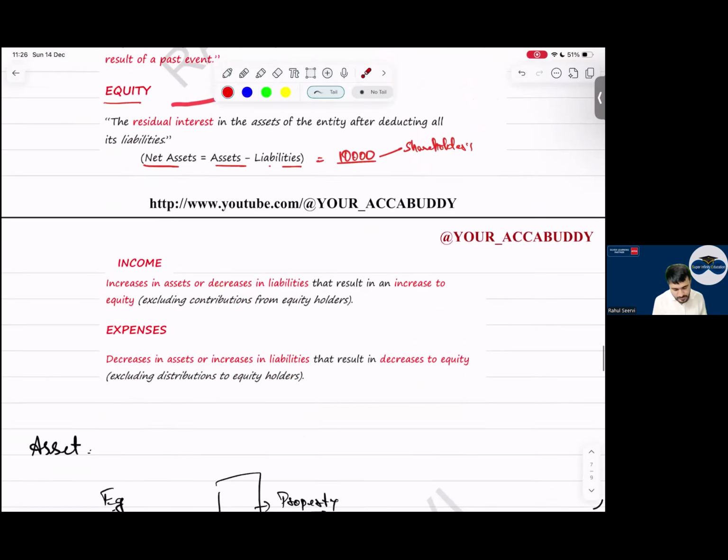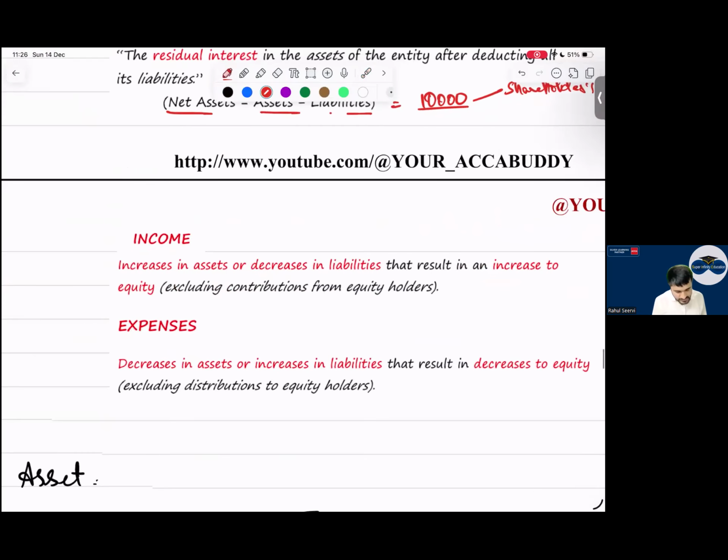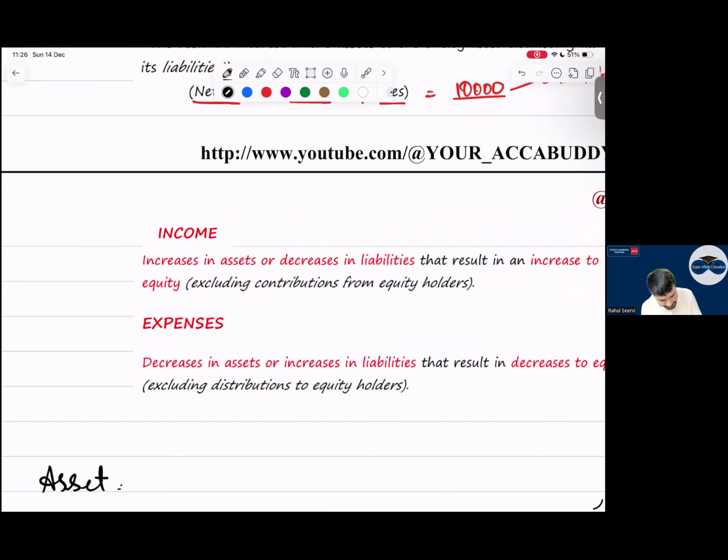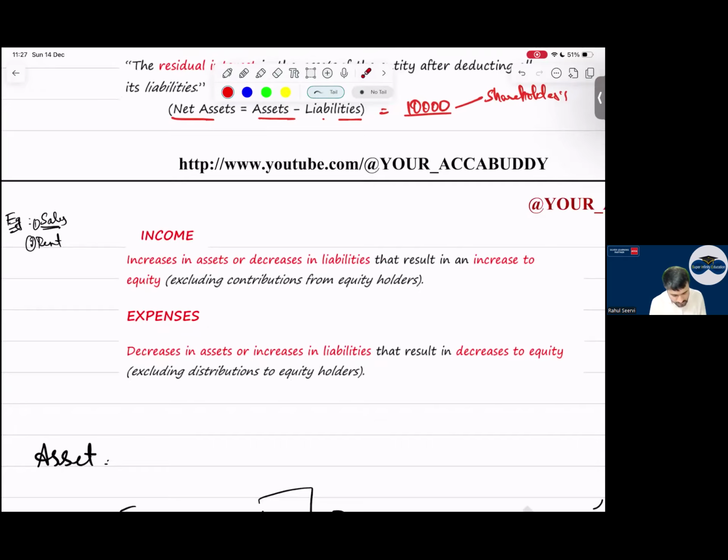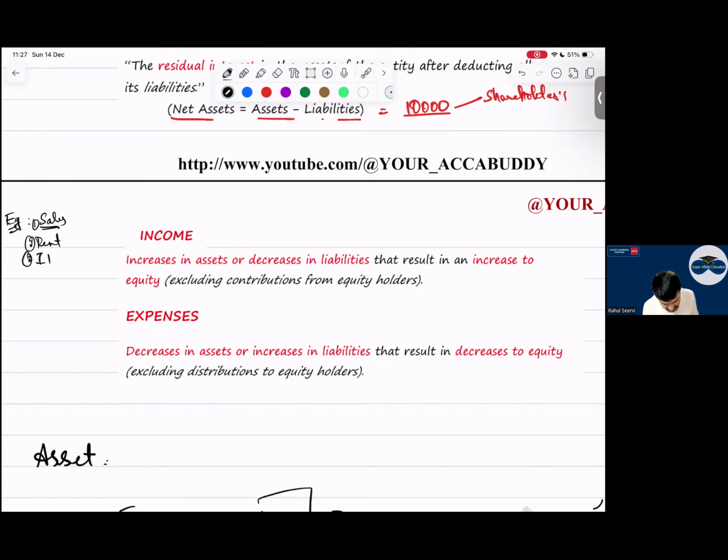No doubts. Now coming to the next part, income and expenses. Yes, sir. Now what is an income, everyone? What are the examples for income? Sales, sir. Sales is an income. Rent receivable. Okay, rent. All these are income, yes. Interest receivable, good. Now see what is the definition of income. Income: increase in assets or decrease in liabilities that results in an increase in equity, excluding contribution from equity holders.